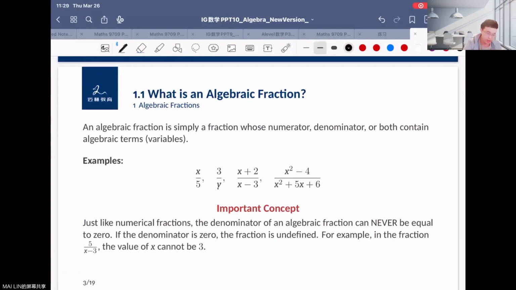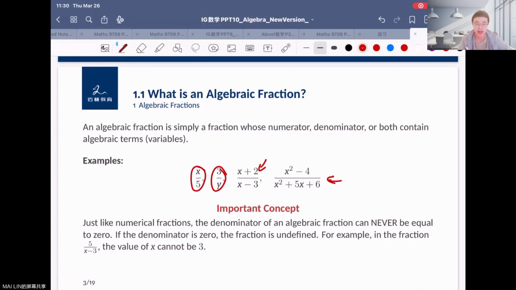Okay. So you can find here a combination, and at least one has to be an algebraic expression. So here's x over 5, also 3 over y. If we have the same variables, like both x, we can also have two expressions, one on the top and one on the bottom. So it's x plus 2 over x minus 3. And the last one here is x squared minus 4 over x squared plus 5x plus 6, right?